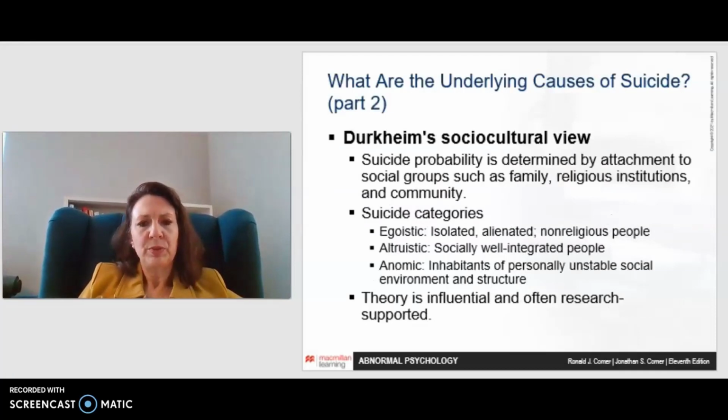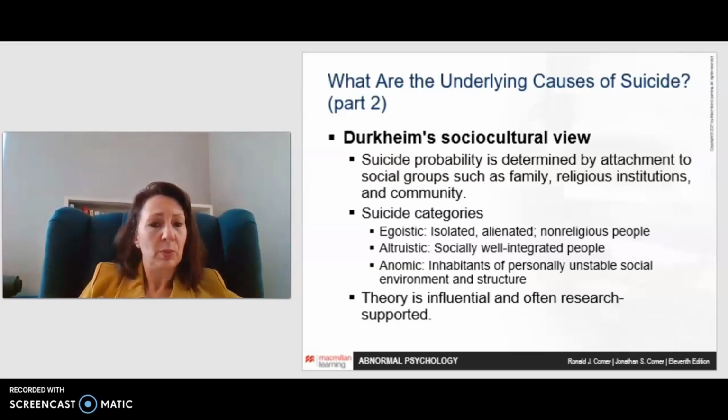Durkheim's sociocultural view is more influential and research supported. He said that suicide probability is determined by attachment to social groups, such as family, religious institutions, and community. And there are different categories of suicide that he came up with, including egoistic. These people are isolated and alienated. They tend to be non-religious.